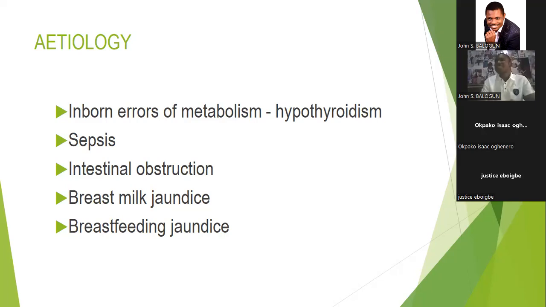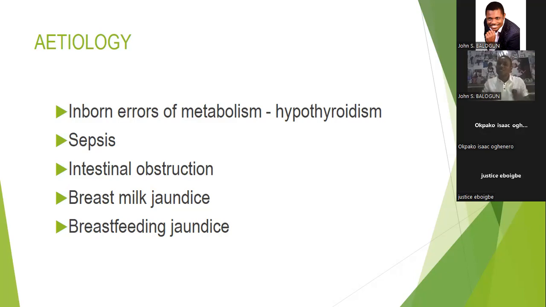Now the other one is breastfeeding jaundice. This one usually occurs within the first week of life. The reason for breastfeeding jaundice is that the mother has not established lactation, such that the baby is not taking in enough food. Because the baby is not taking enough food, there is what we call gut stasis, because there is no food coming from above to push down the content of the intestine. So there is stasis of the gut.